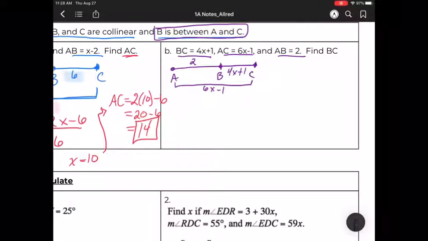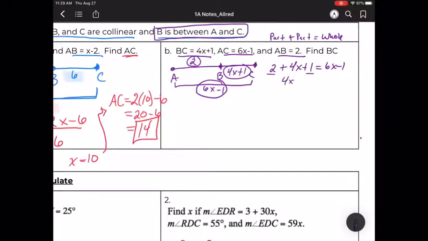So these pictures aren't necessarily going to be drawn to scale. They're not going to look like the numbers fit, but we don't need them to. We're just trying to identify a relationship so I can write an equation. So the next step is to write my part plus part equals whole equation. Part plus part equals whole. Well, one part is this 2. That's the first part. Plus the other part is 4x plus 1. And the whole thing is 6x minus 1.